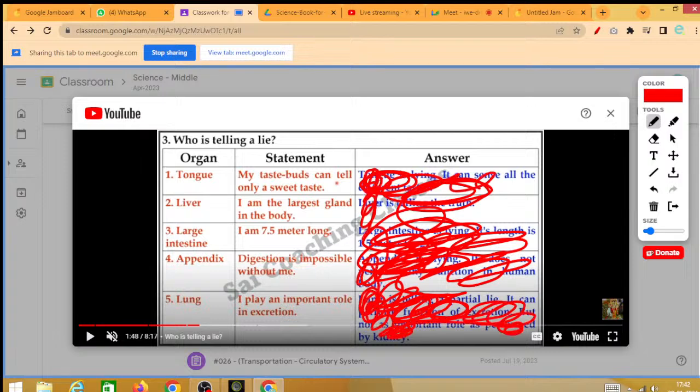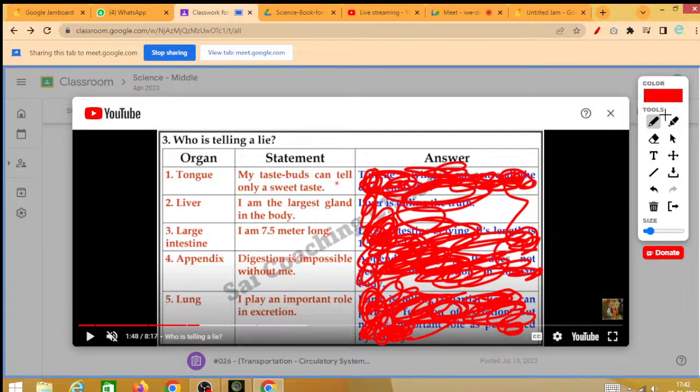Okay, now tell me. My taste buds can tell only a sweet taste. Tongue can tell all the tastes. Very good. Next, Harshal. Liver: I am the largest gland in the body. Yes, ma'am. Correct. This is not true, he is lying. Okay, third. Anjali.